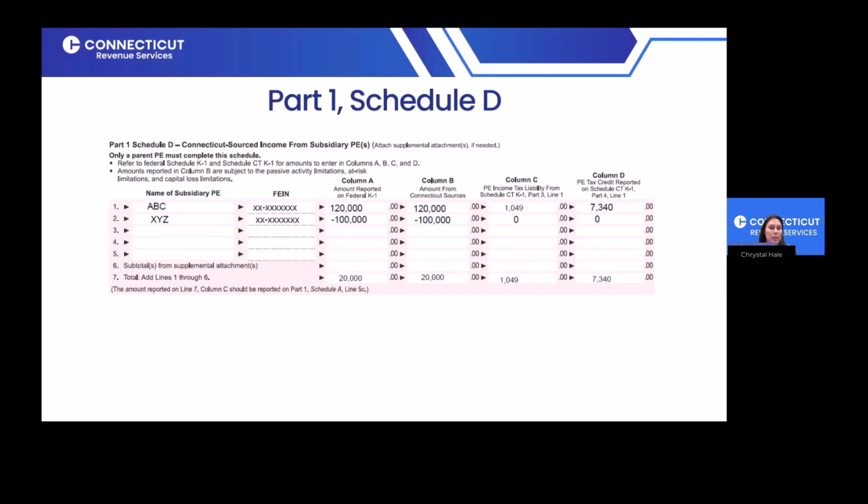So for ABC, let me say XYZ, we had an overall ordinary business loss of $100,000, and that's where that is included. Columns C and D are the composite liability and pass-through entity tax that was reported on Parts 3 and 4. So you can see from that Schedule CTK1 from ABC, we have the composite liability of $1,049 that was paid for this PE, and then the PE credit of $7,340 that was paid for this PE.